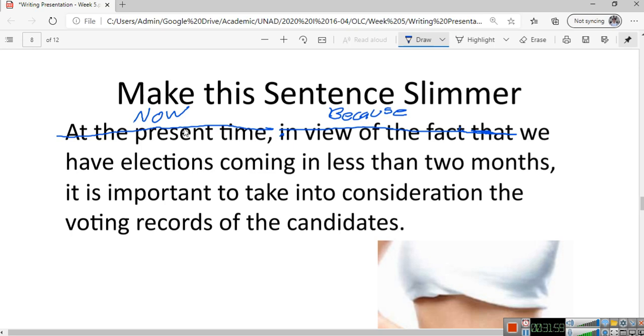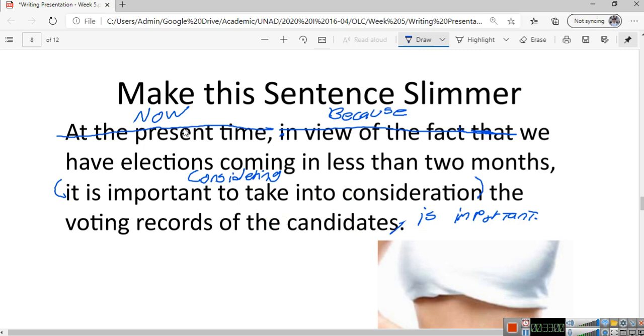It is important to take into consideration. So, how would you replace "it is important to take into consideration"? You can just say considering the voting records of the candidates, and then I need to say it is important. So it will be: now, because we have elections coming in less than 2 months, considering the voting records of the candidates is important.